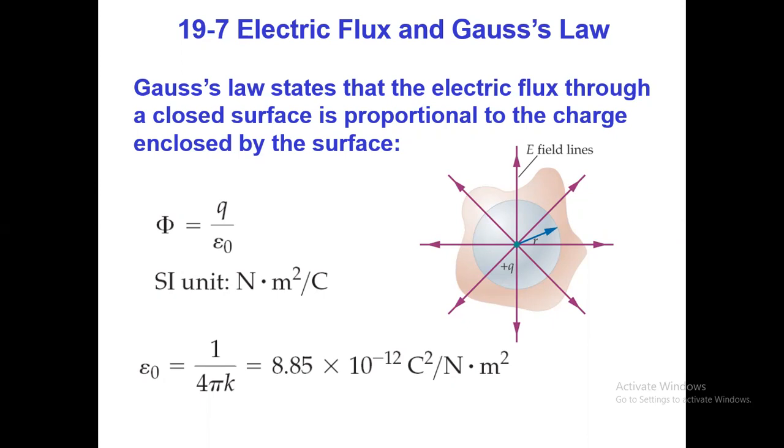This is the concept which is told by Gauss's law. So the formula is phi equals q upon epsilon naught.